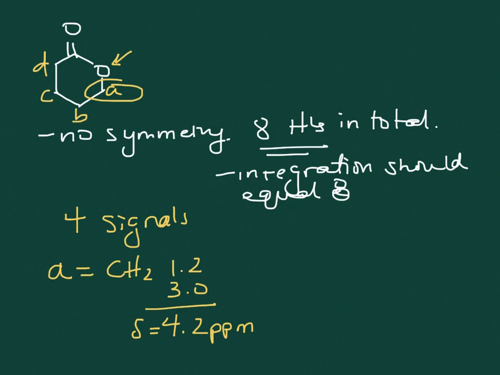Now let's look at the splitting. HA protons have 2 hydrogens on the nearest carbon. So 2 plus 1 equals 3. So HA should be split as a triplet. It will integrate for a value of 2.